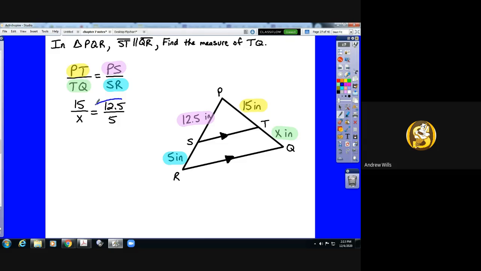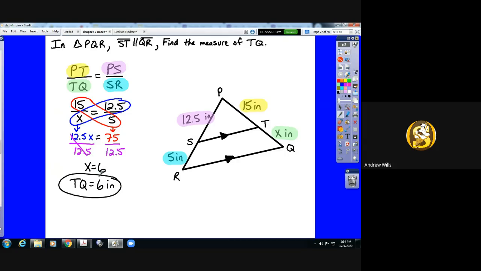So we cross multiply. 12.5 times x is 12.5x. That is equal to 15 times 5, which is 75. Then we would divide each side by 12.5. And we get that x equals 6. If x equals 6, then TQ is 6 inches.